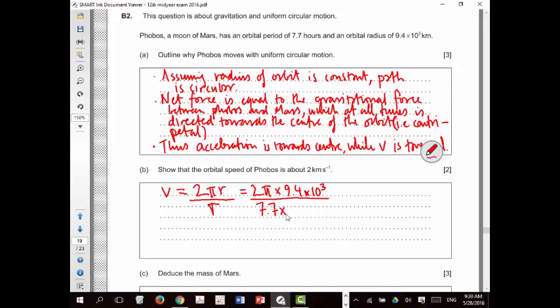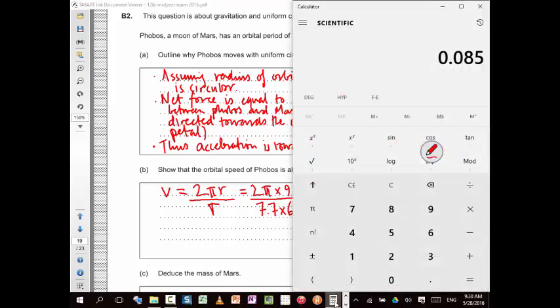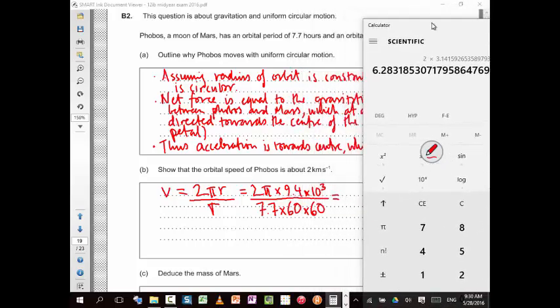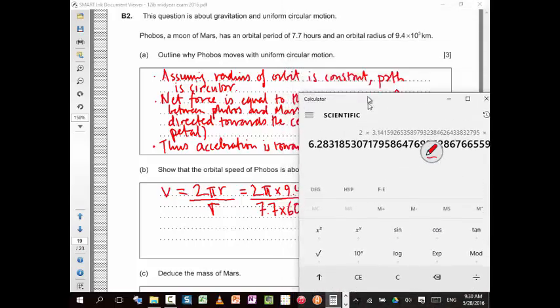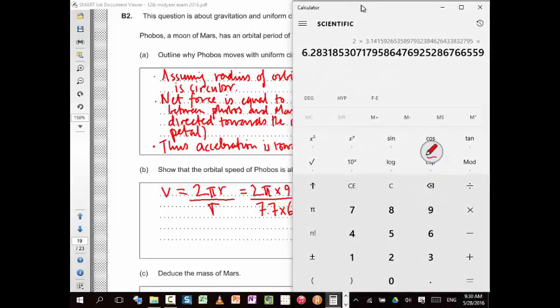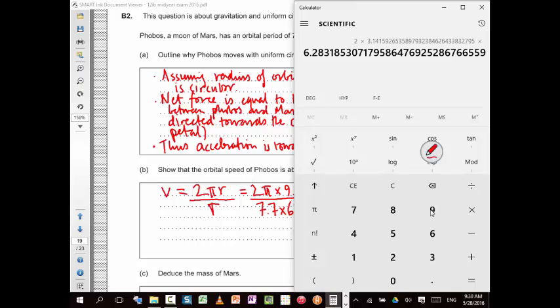But we want our answer in meters per second. So it's 7.7 times, so there are 60 minutes in an hour, and then there are 60 seconds in a minute. And so our final answer will be 2 times pi times, what was the radius? It was 9.4 times 10 to the 3 kilometers, so 9.4 times 10 to the 6 it should be, in meters.